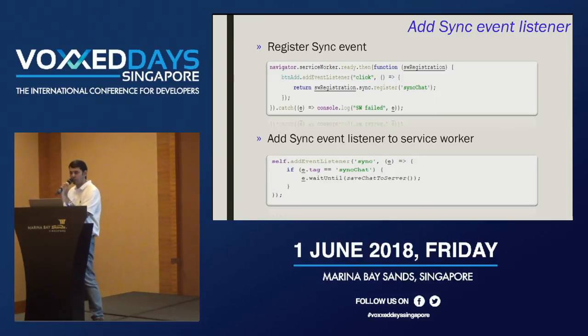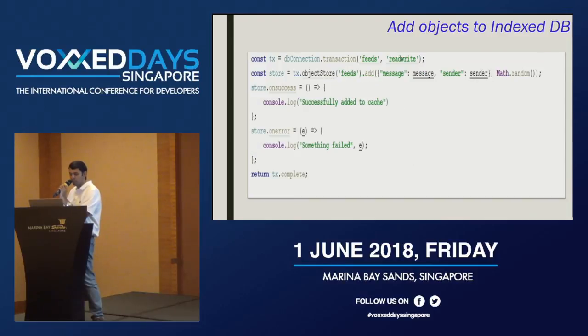Now let's see what's inside this. When I click on that add button, this is what I do. I open a transaction object. In the transaction object, I add the message, I add the sender, and I give a random key. Once that transaction is successful, I'm just logging it, and I close the transaction. IndexedDB is largely all driven by transactions.